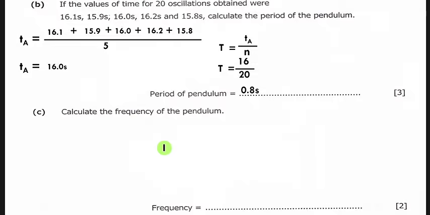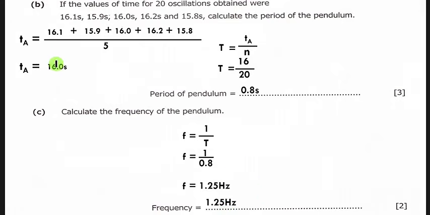So frequency and period are inverse of each other. That's why we say frequency is equal to 1 over the period. It is inverse. So it is equal to 1 over the period we already found, which is 0.8. When you divide this, you get 1.25 Hz. These are the units for frequency. So you put 1.25 Hz.